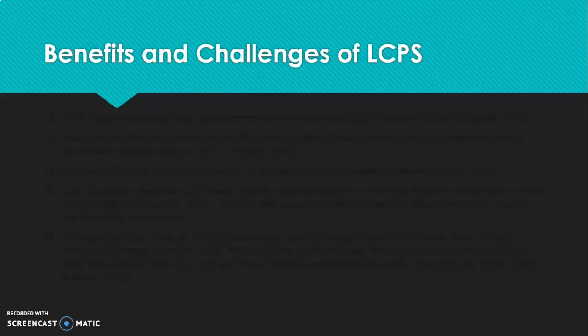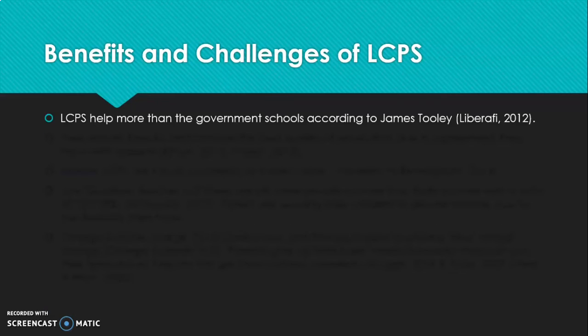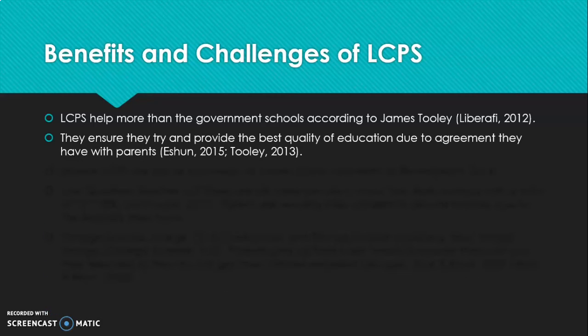The benefits and challenges of low-cost private schools. The first benefit that Tooley identifies is that private schools are located in the poorest of slums and can outperform state schools. This shows that even the poor do not attend state schools due to their low quality. This suggests why most families in Ghana are willing to pay the fee.